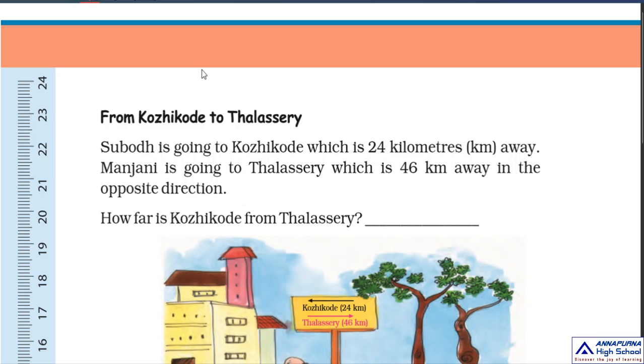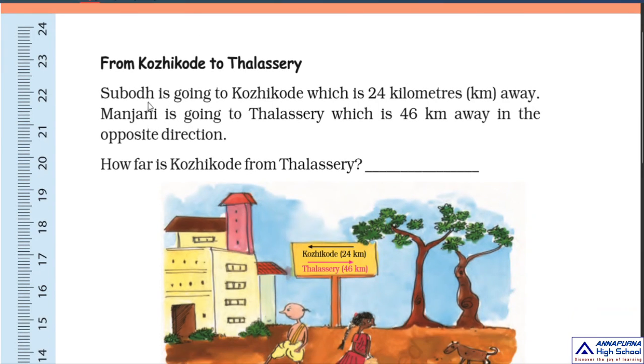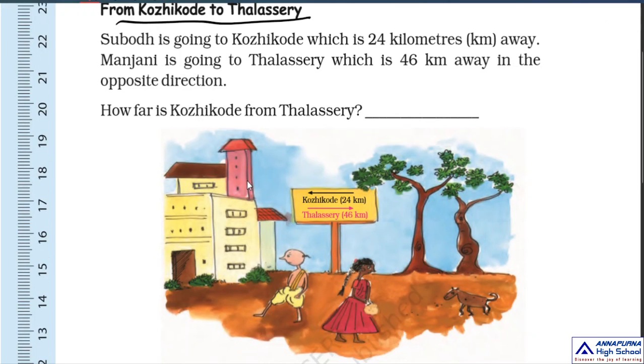Okay children, from Kozhikode to Thalassery. Look at this boy, his name is Subodh. He is going to Kozhikode in this direction, which is 24 kilometers away. So where he is from, it is 24 kilometers away.